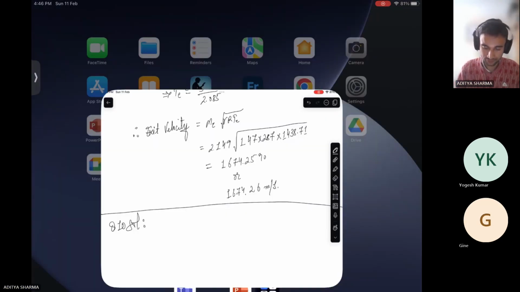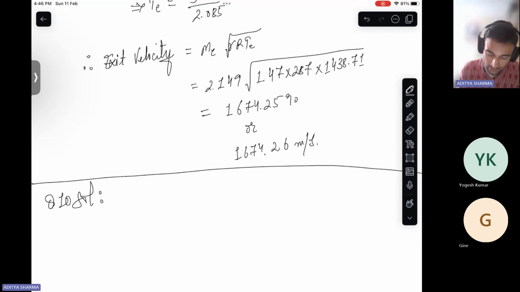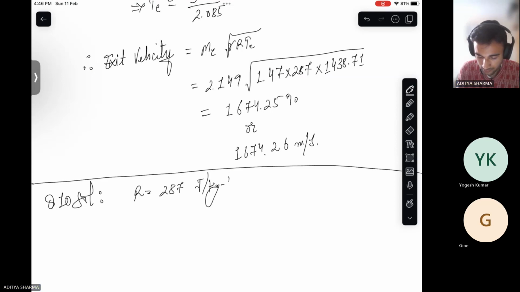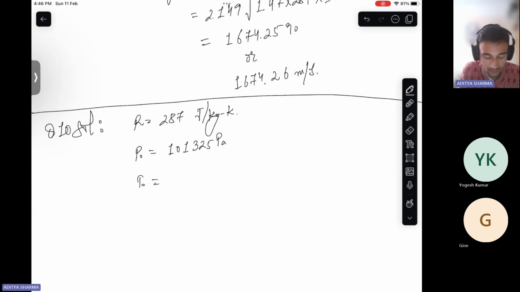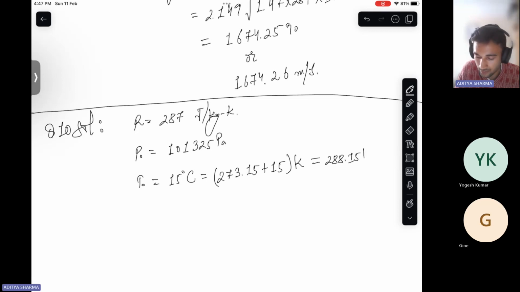Let's solve this. We have been given R equals 287 joule per kg Kelvin. All right. Then P naught is given 101325 Pascal. T naught is given 15 degrees Celsius, that is 273.15 plus 15 Kelvin, which is nothing but 288.15 Kelvin.